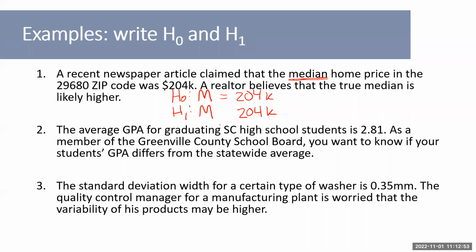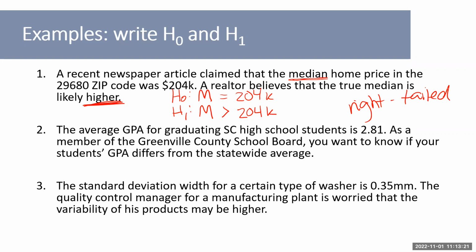So a realtor believes that the true median is likely higher. That is directional. Okay, that's one of those keywords. She thinks that median is actually more than 204K. So we're going to have that right-tailed test. Okay. Because we are caring about the upper end. Okay, we're caring about higher on the number line. Okay, go ahead and pause if you'd like.